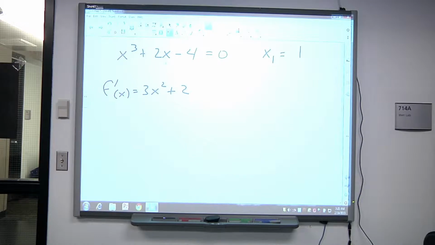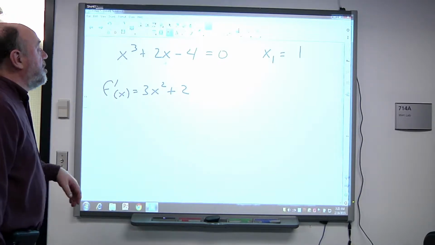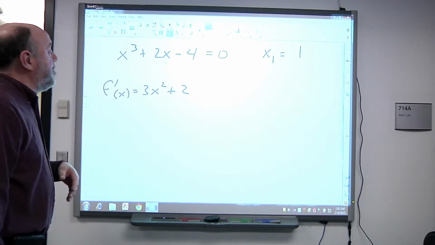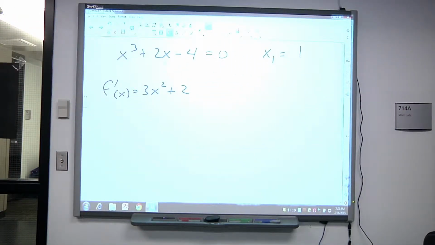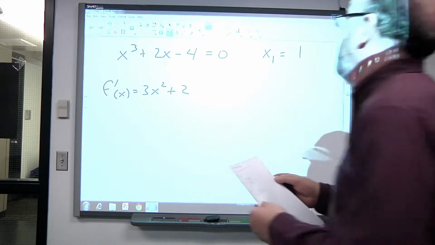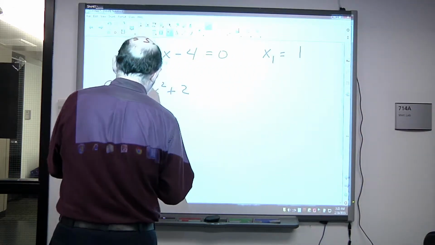Okay, all right. So we correct it. Actually, it should have been x cubed plus 2x minus 4 equals 0. So my derivative is going to be 3x squared plus 2. And the initial guess is that the value of this is 1. So I follow the method then.